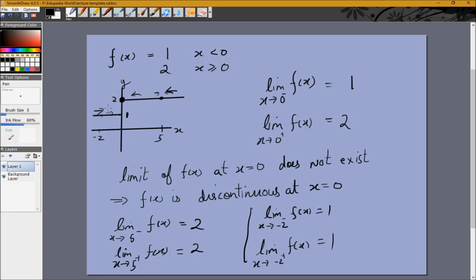Another thing you can see is that to draw the graph of this function near x equals minus 2, we don't need to lift the pen, we can just draw this line. Similarly, at x equals 5, we can just draw this line. But if we wanted to draw the graph of this function near x equals 0, we would have to lift the pen. We would draw this part, then we would lift the pen from the paper and have to draw this part.